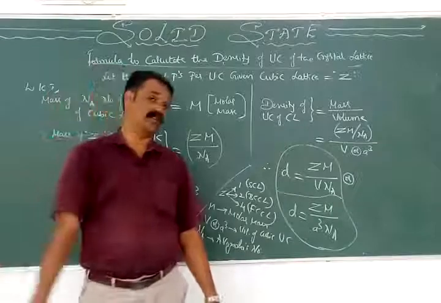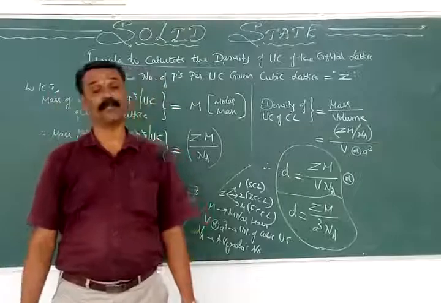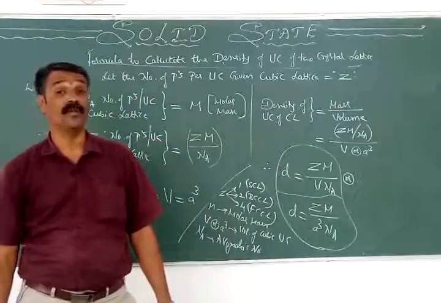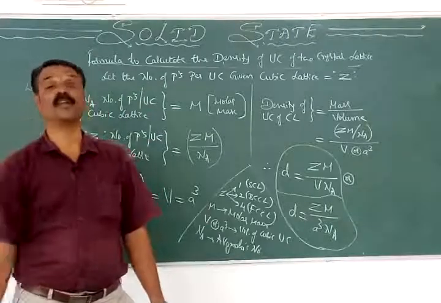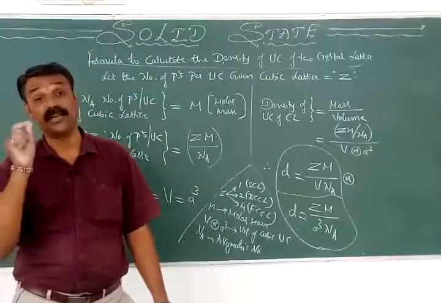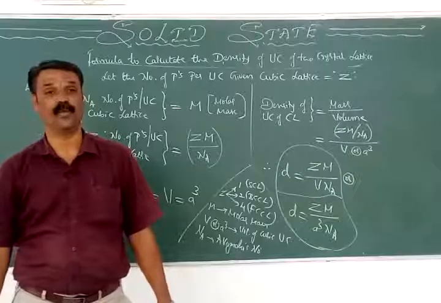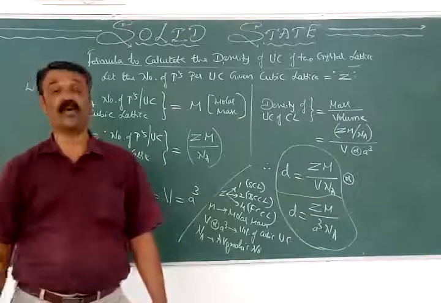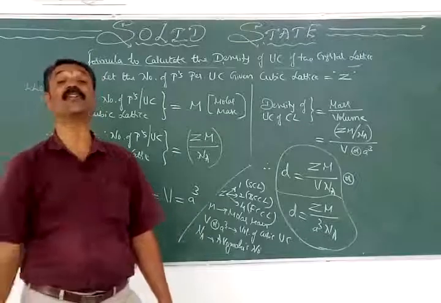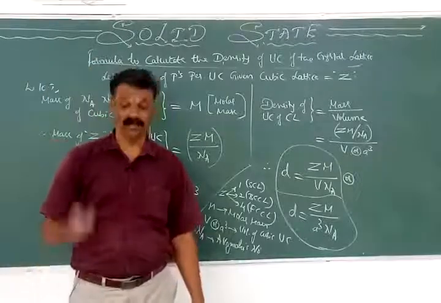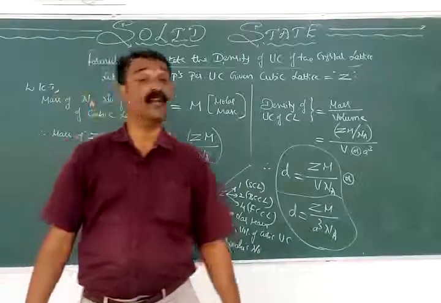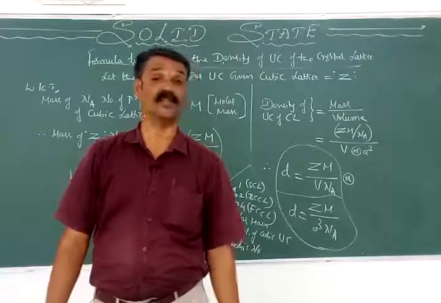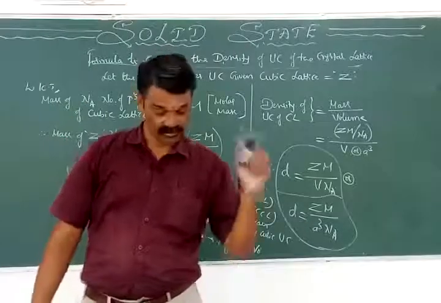In the next session, that is session number 9, I think, we will move on to the imperfections in solids, or sometimes it is also called the defects in solids. What makes the solid crystal structure imperfect, or what are the drawbacks or defects with respect to the arrangement? All that we will discuss in the next session of this chapter, the solid state. Okay, so thank you.